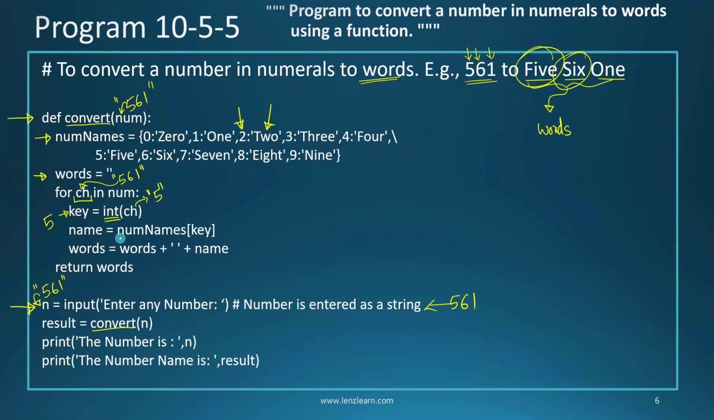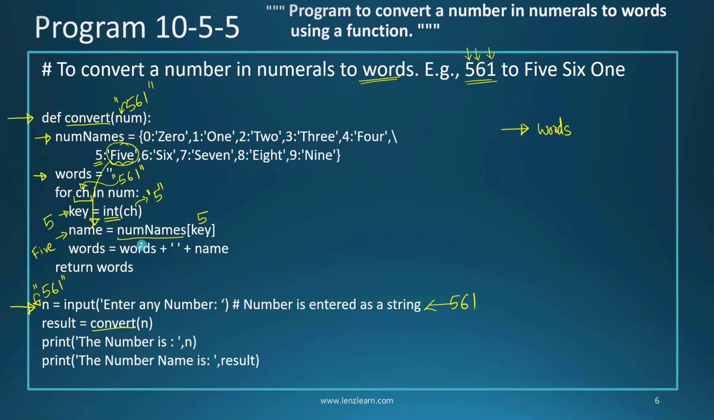After that, you see I am trying to get the value stored inside the dictionary num_names with key as 5, because that is the current value of this key. So now I will check this dictionary and you can see for key 5, the value is FIVE. So now this value FIVE will be stored into variable name. Okay, because that is the value of this key. So now this name has value FIVE.